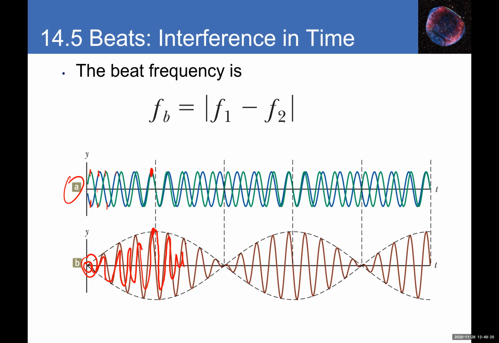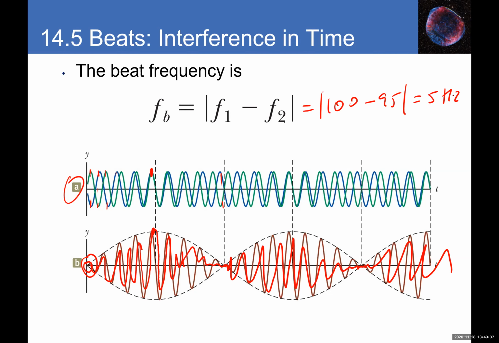But then they again go until they have a crest and a trough. So again, they destroy each other. But then reinforce each other and then destroy each other, reinforce each other and destroy each other, because one wave has a little bit lower frequency. So for example, 100 minus 95, then you get basically 5 hertz. That's the beat frequency. Okay. So that's basically what we have for the beat frequency.